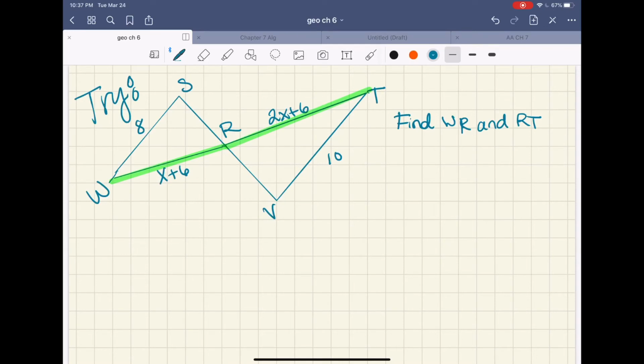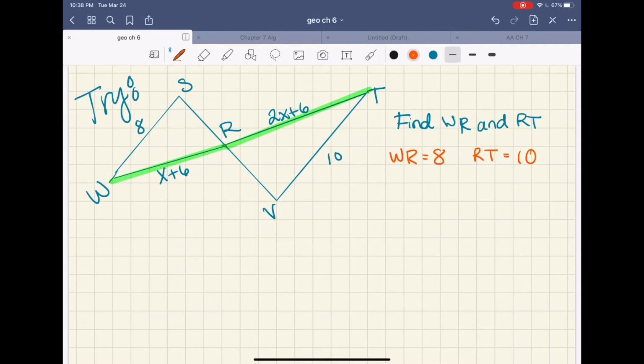The important thing that you have to start out with is, what are your corresponding sides? What sides are going to form the ratios? So go ahead and pause. You should get WR equals 8 and RT equals 10. If you have any questions, make sure you star that and I can talk with you about them tomorrow.